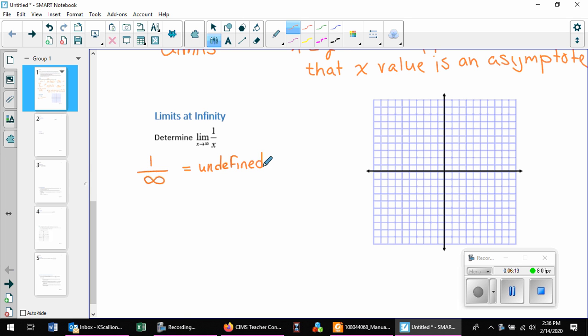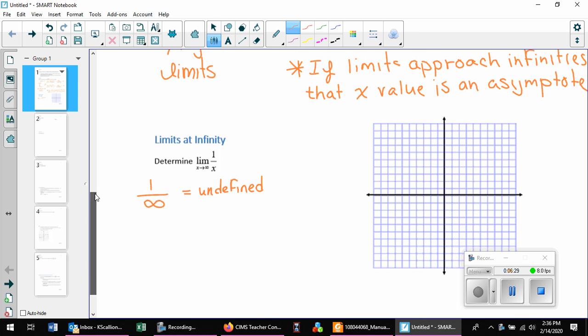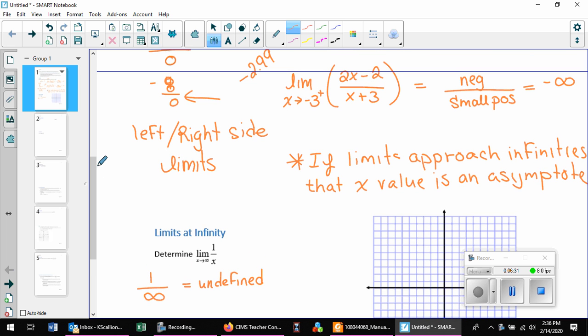And so x is doing something. X is approaching infinity, right? You guys with me so far? Yeah. Okay. So, can I qualify that? I'm going to add a word to it. It's a vertical asymptote, right?